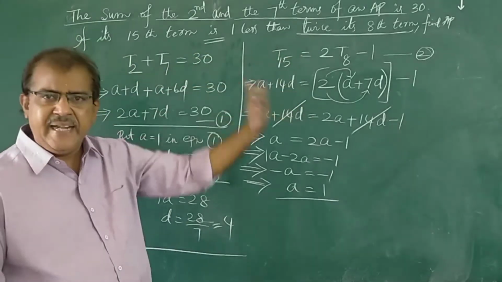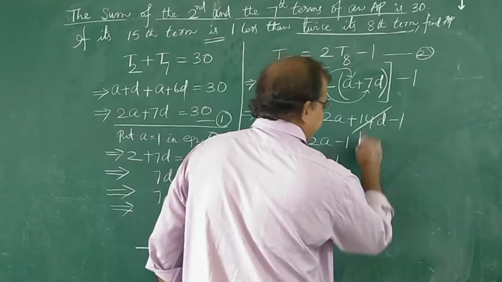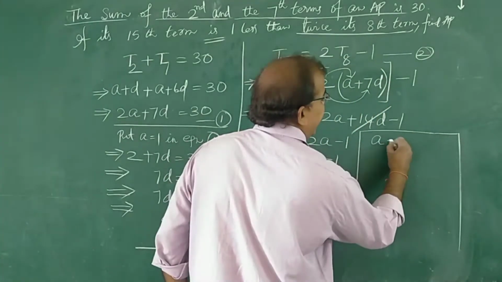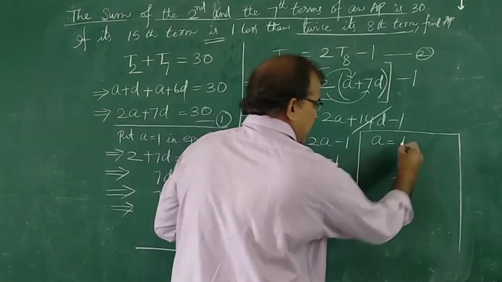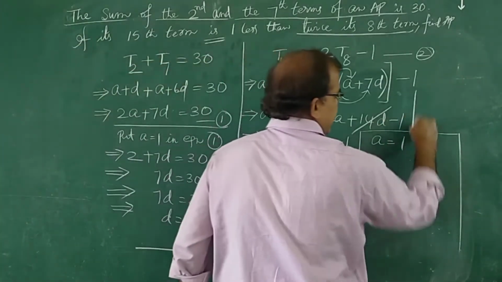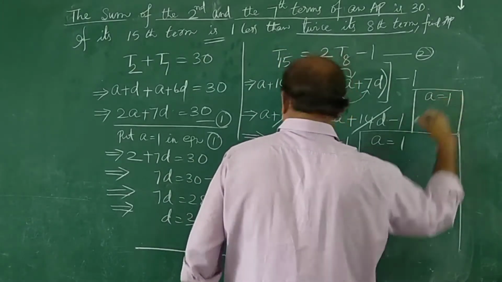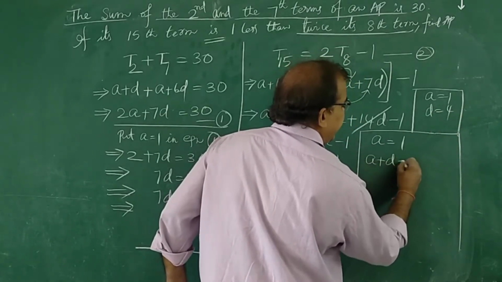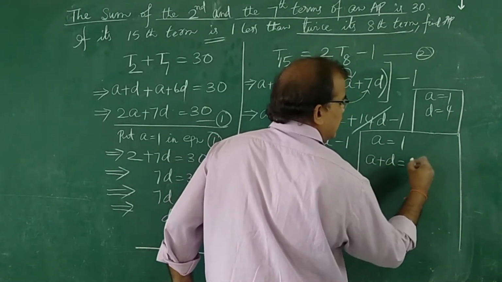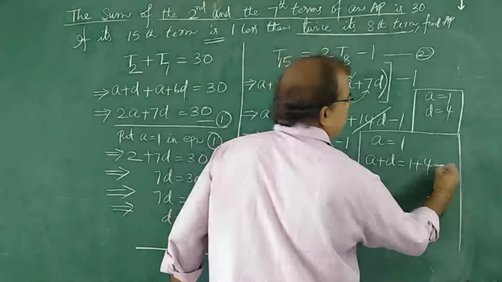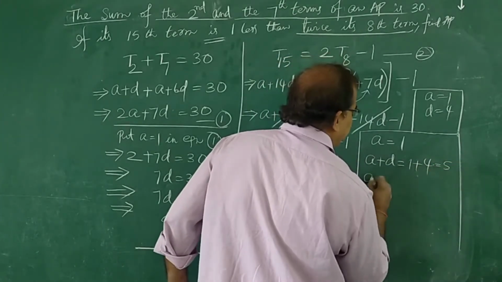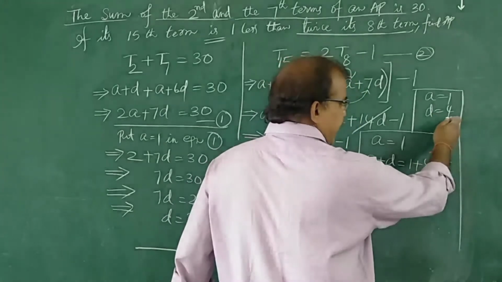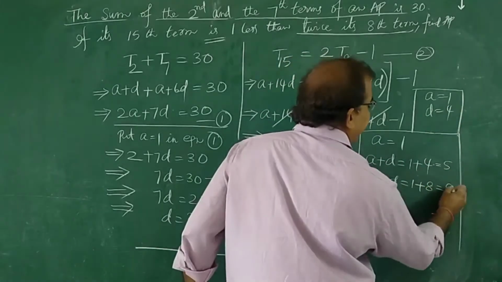Find the AP. Finding the AP means we can write the AP again. The first term is a, which is 1, and d is equal to 4. The second term is a plus d, so 1 plus 4, 5. The third term is a plus 2d: 1 plus 2d means 1 plus 8, which is 9.